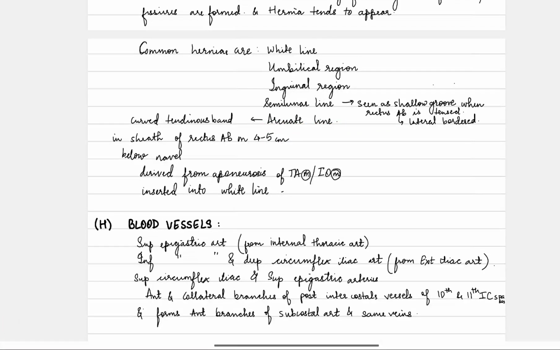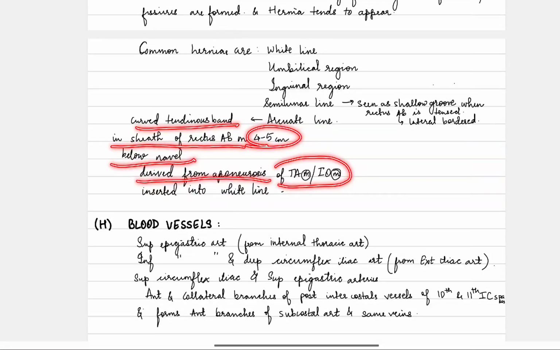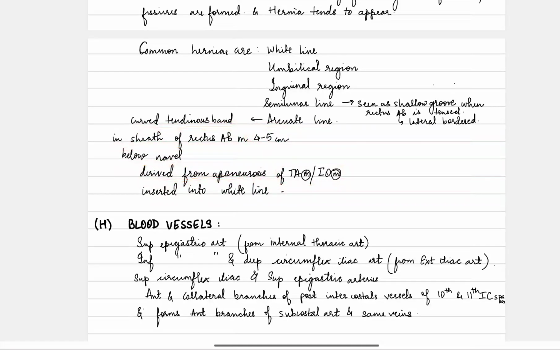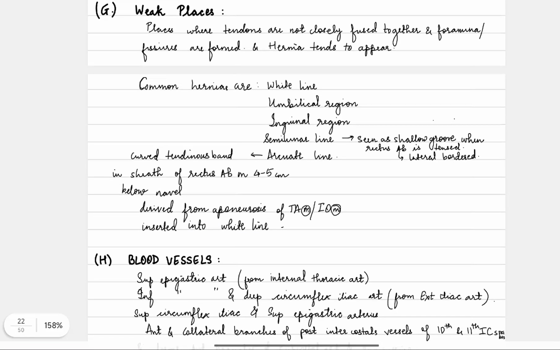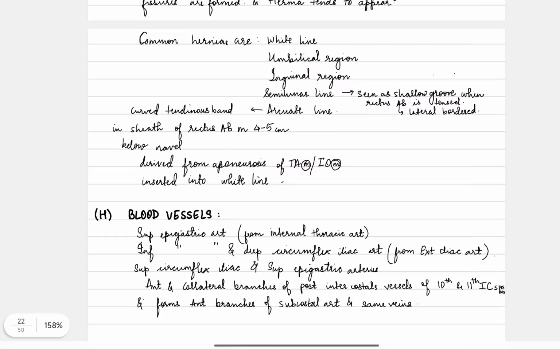The arcuate line is a curved tendinous band in the sheath of the rectus abdominis muscle 4 to 5 cm below the navel. It is derived from the aponeurosis of the transverse abdominis muscle or internal oblique muscle. It is inserted into the white line. We will study this hernia in further detail.